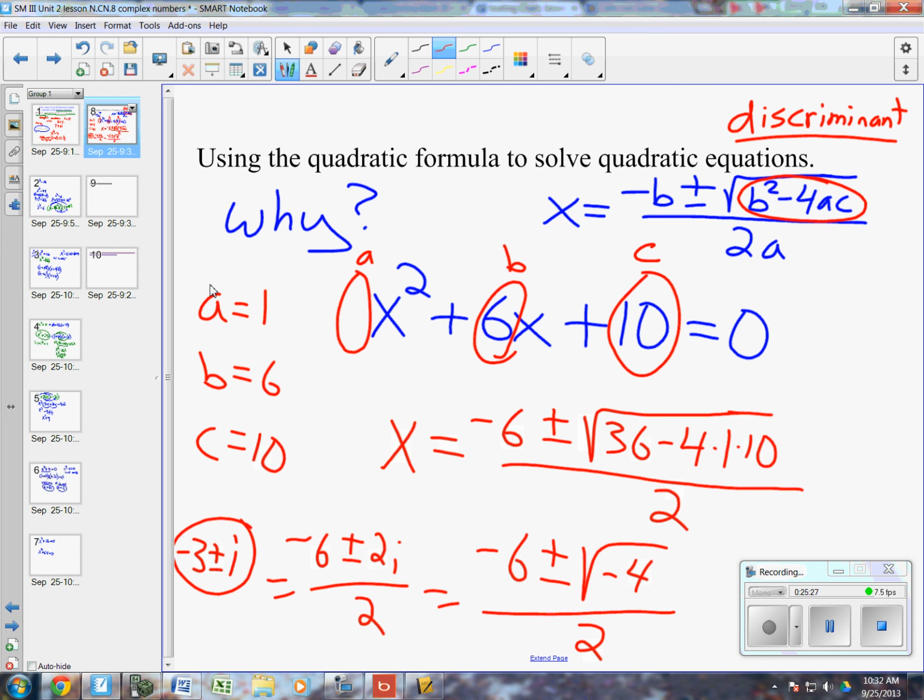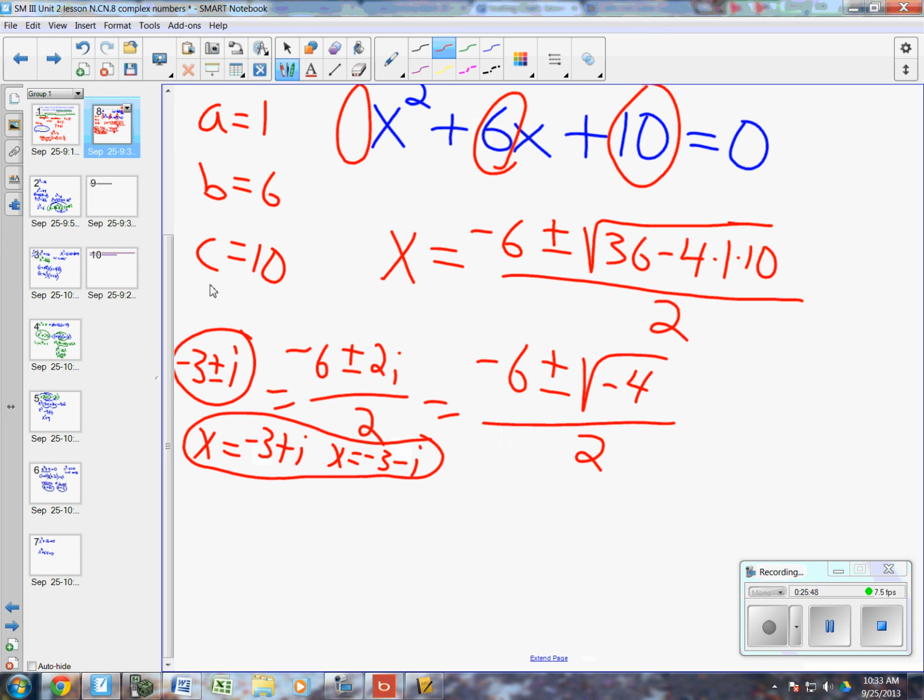My two solutions are negative 3 plus i and negative 3 minus i. Those are my two solutions right there, if you separate them. That's fine. But the reason I'm showing you this as two separate solutions is because the next thing I want to show you is that we can write these as factors. Okay?